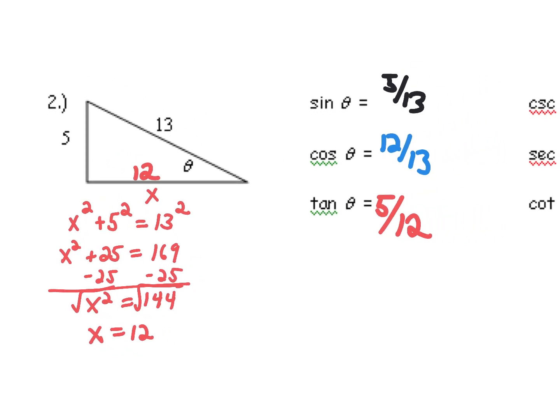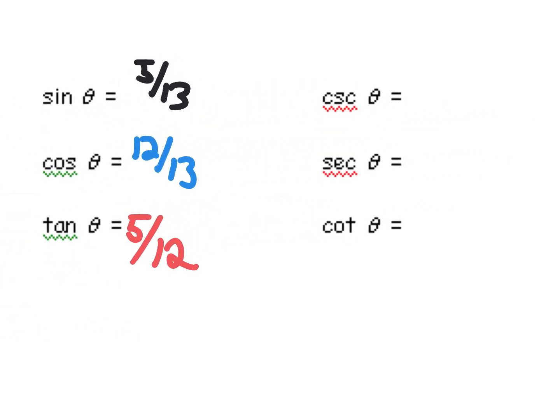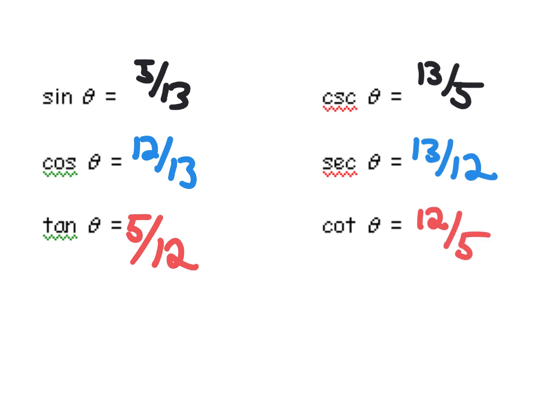And then to get your reciprocal functions, you just flip what you found there, right? So panning over here a little bit, if I want to find cosecant, but I know sine is 5/13, well, cosecant is just 13/5. And for secant, if I know cosine is 12/13, well, secant is just 13/12. And then cotangent, since that's the reciprocal of tangent, I can just flip. So that's 12/5. And that's it. So it's a lot easier when the numbers work out nice.